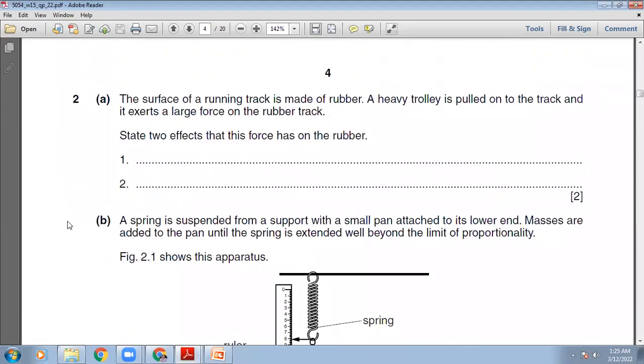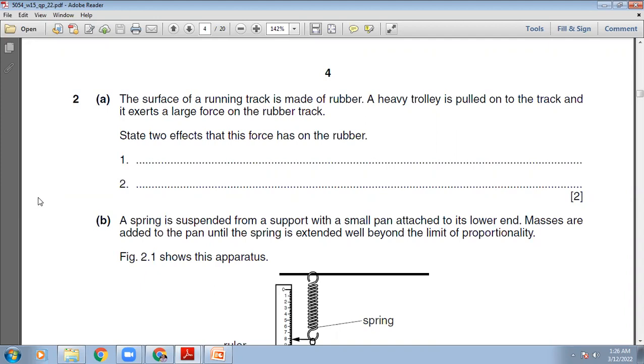The next question coming up on your screen is question number 2. The surface of a running track is made of rubber. A heavy trolley is pulled onto the track and it exerts a large force on the rubber track. State two effects that this force has on the rubber. So when you move a heavy trolley on a rubber track, due to the weight of the trolley and the moving of the trolley on the track, 2 or 3 things can happen.